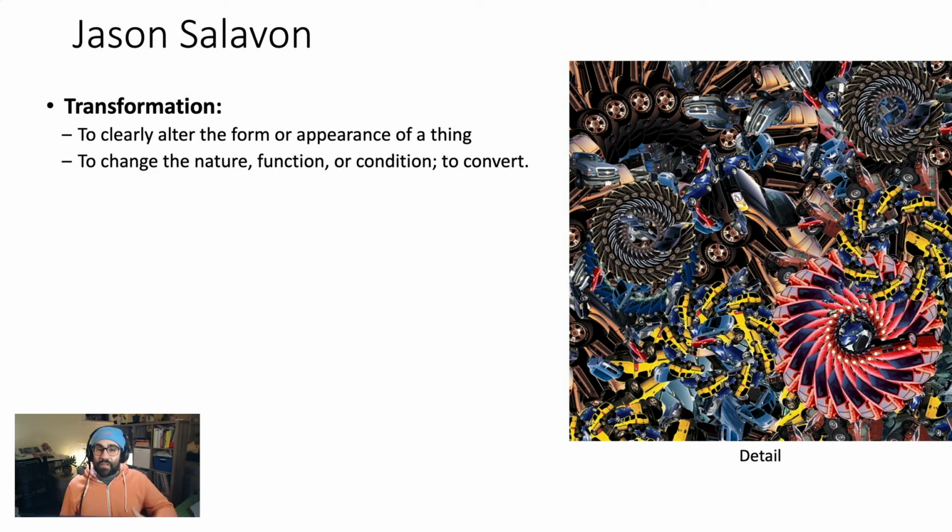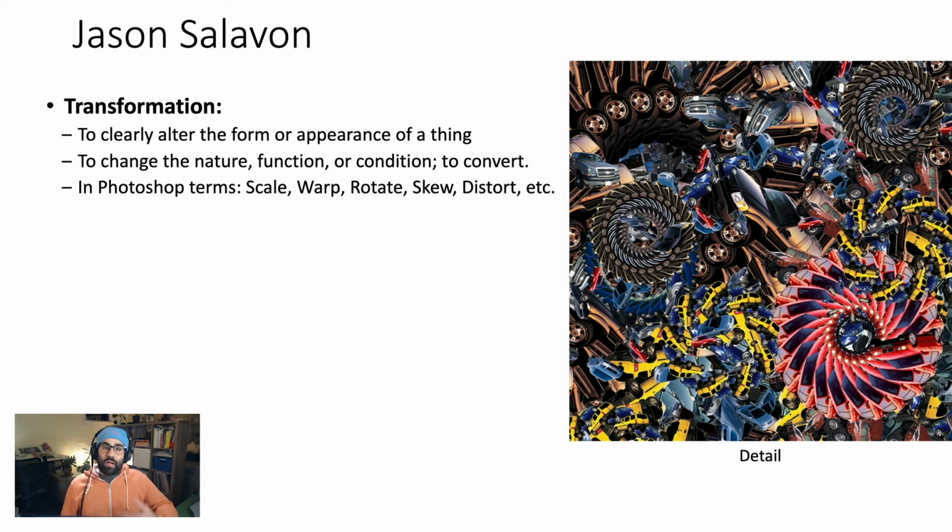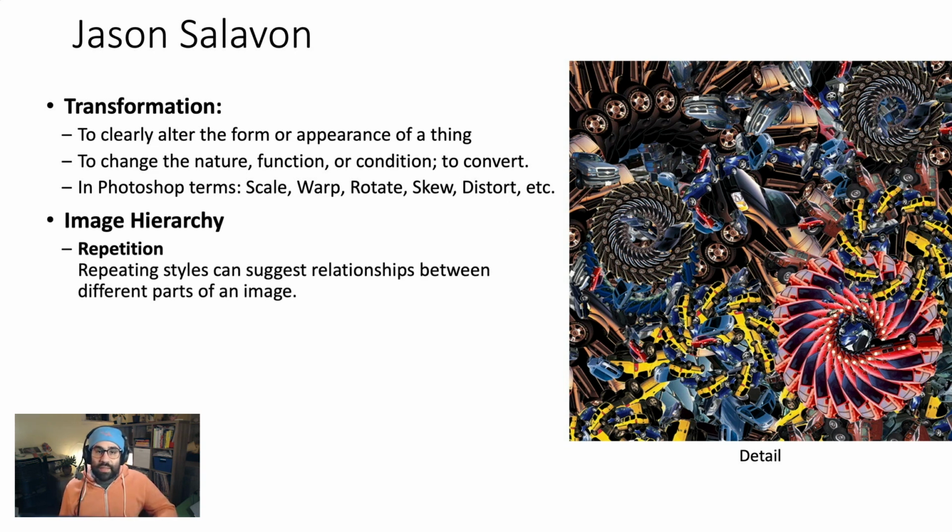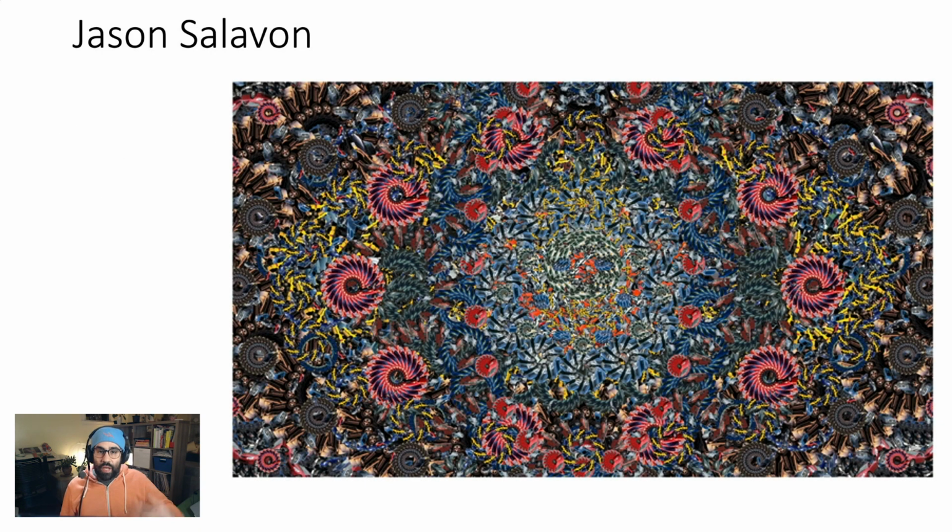We also have transformation in technical Photoshop terms, where we're scaling and rotating and distorting digital images. And we have image hierarchy in terms of repetition, where repeating styles can suggest relationships between different parts of an image. And just looking at this again, you can see how much cohesion there is given how much repetition it has.